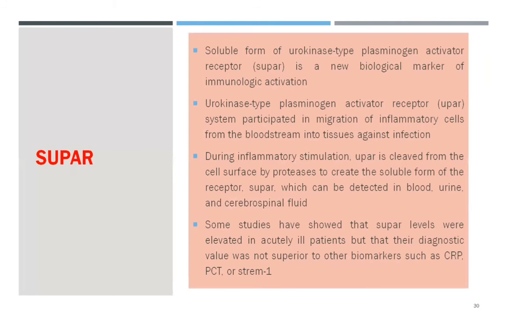Another biomarker is suPAR, the soluble form of urokinase type plasminogen activator receptor, which is a new biological marker of immunological activation. Urokinase type plasminogen activator receptor participates in the migration of inflammatory cells from the bloodstream to the tissues against infection. During inflammatory stimulation, uPAR is cleaved from the cell's surface by proteases to create a soluble form, which can be detected in blood, urine, and CSF.